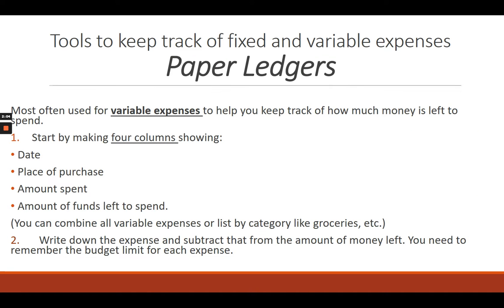Another tool to track expenses are paper ledgers. This tool is most often used for variable expenses to help you keep track of how much money is left to spend. Here is how to make a paper ledger. Start by making 4 columns. These 4 columns will include spaces for the date, place of purchase, amount spent, and amount of funds left to spend. You could combine all of your variable expenses, or you can list these expenses by category, like groceries. Next, write down the expense and subtract that from the amount of money left. Remember your budget limit for each expense.